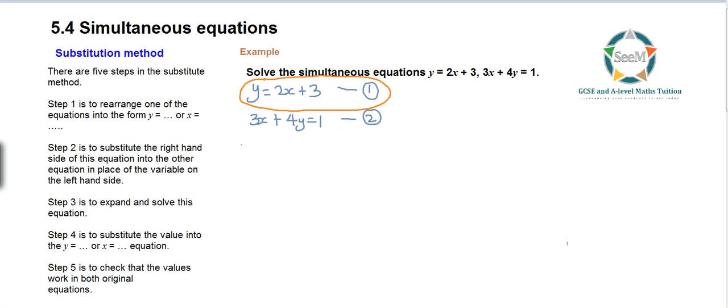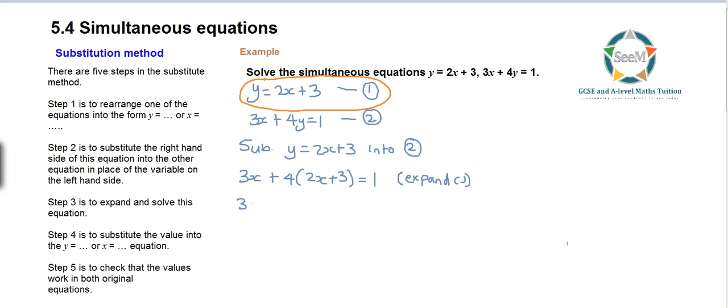This simply means taking this equation, which is 3x plus 4y equals 1, and substituting y equals 2x plus 3 wherever we see y. So, substitute y equals 2x plus 3 into equation 2. So we have 3x plus 4, and then wherever we see y we put 2x plus 3 there, equals 1. Expand the brackets.